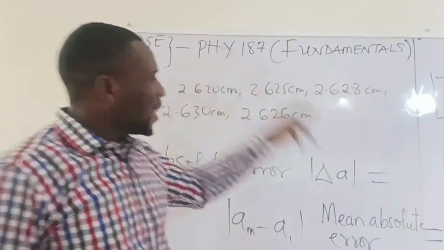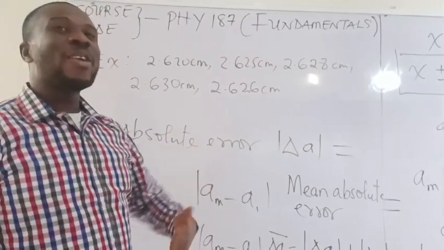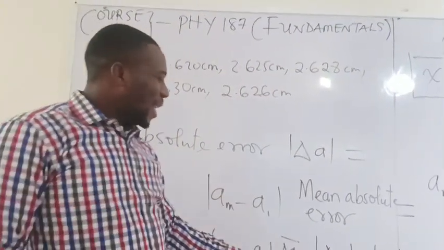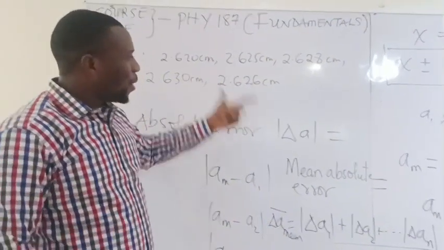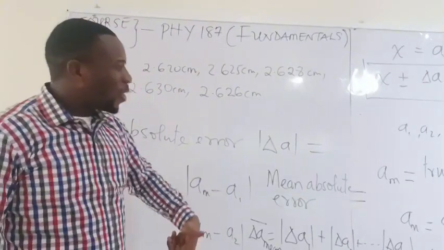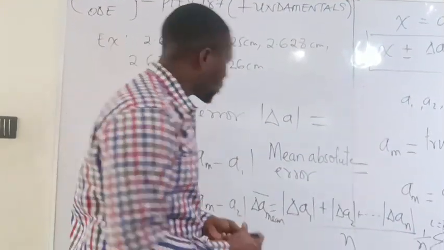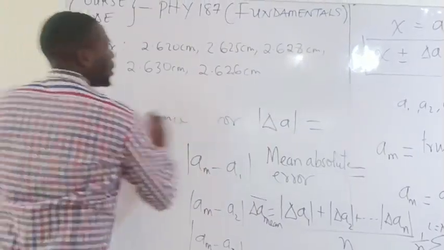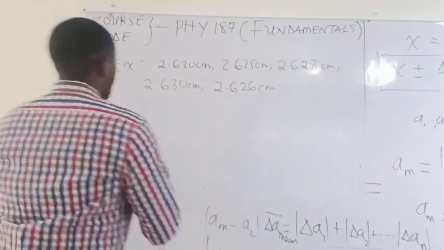Now, how do I really report what the true or actual value is? Of course, it is the mean of each of these measured values. And how do I report the error? The error has to be the mean absolute error. So a unique number will specify what the true value is, that's the mean, and a unique number will specify what the error in the measurement is, and that is the mean absolute error. All right, so we proceed now.